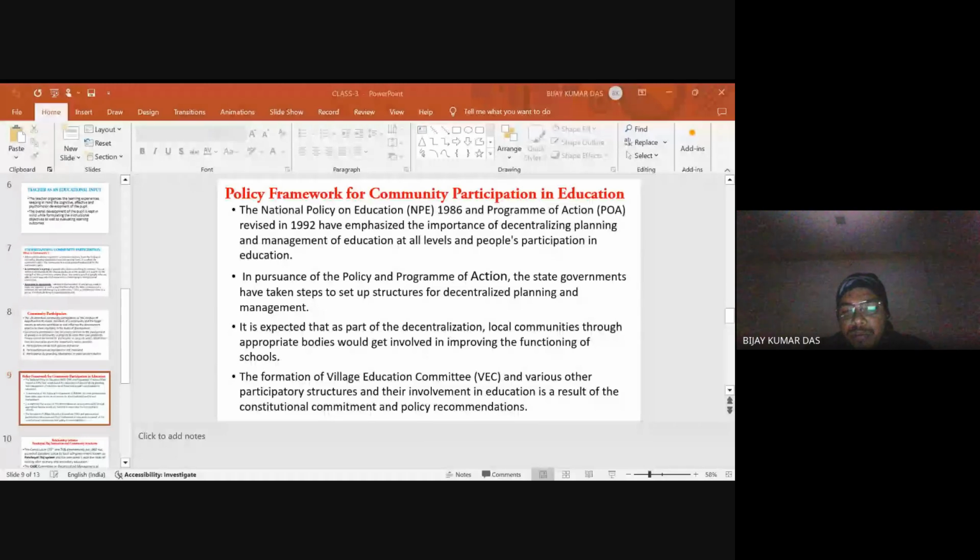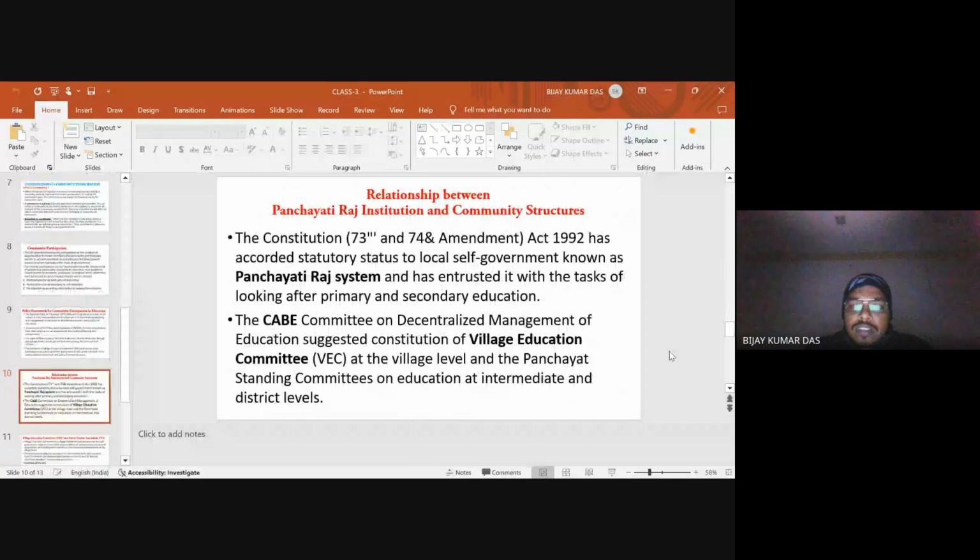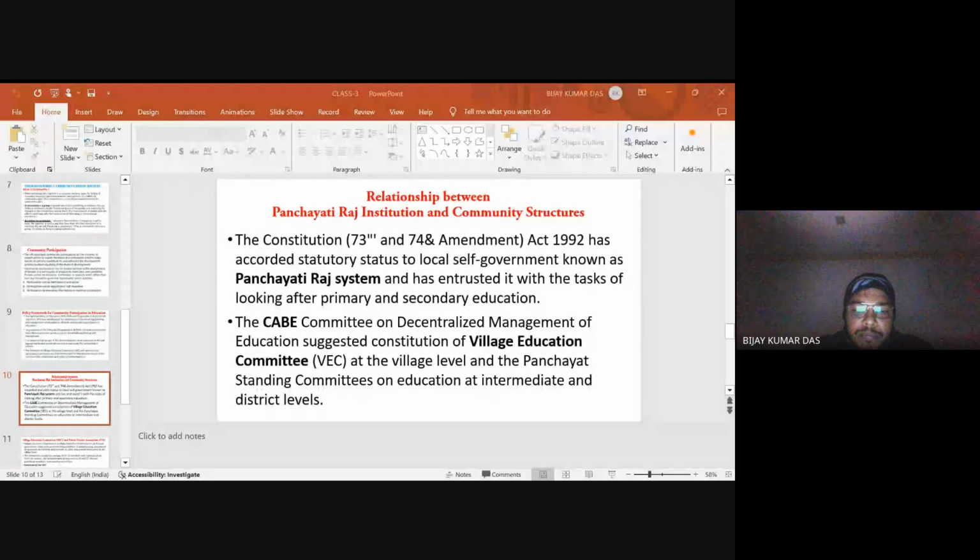And if you go through the RTE Act Rules 2010 Odisha, you will find also the formation of those committees, and how Rashtriya Madhyamik Shiksha Abhiyan, RMSA, has vividly talked about the constitution and formation of those guidelines for restructuring the school system and management. Now let us talk about the relationship between Panchayati Raj Institutions, PRI, and community structures. In very short form, the Constitutional Amendment Acts, 73rd and 74th, 1992, accorded statutory status to local self-government known as the Panchayati Raj system and entrusted it with the task of looking after primary and secondary education.